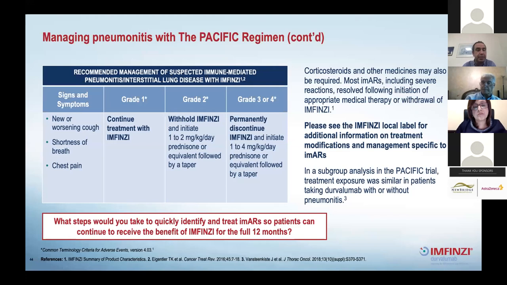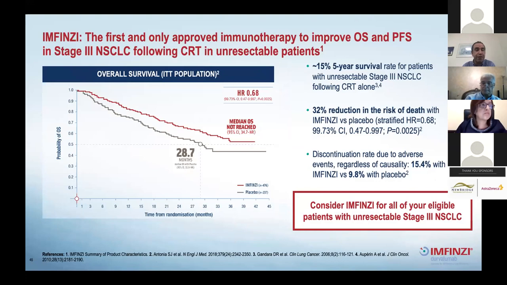So as a summary, Imfinzi is the first and only approved immunotherapy to improve the overall survival and PFS in stage 3 non-small cell lung cancer following chemoradiation in unresectable patients. It's important to see that we have a clear advantage in overall survival with a hazard ratio of 0.68. Consider Imfinzi for all of your eligible patients with unresectable stage 3 non-small cell lung cancer.